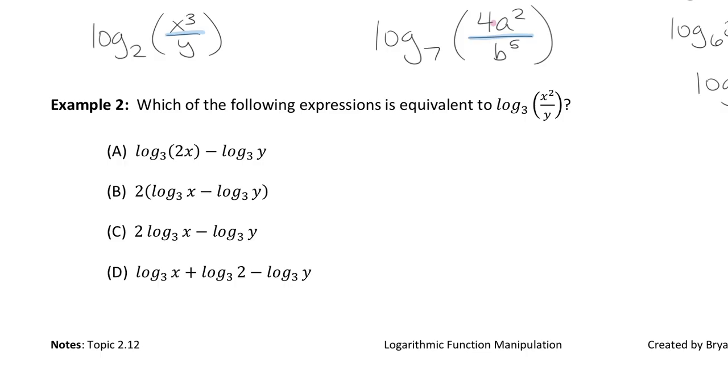My first question for you would be, what symbol in between these two logarithms should I have, a plus or a minus? A minus. So which one of these answer choices can we get rid of? D, get rid of it. So you're telling me at this point that we'd have log base 3 of x squared minus log base 3 of y.